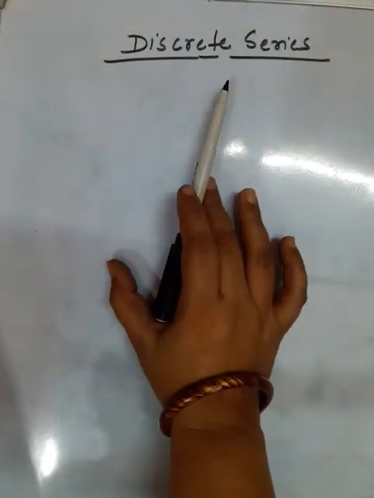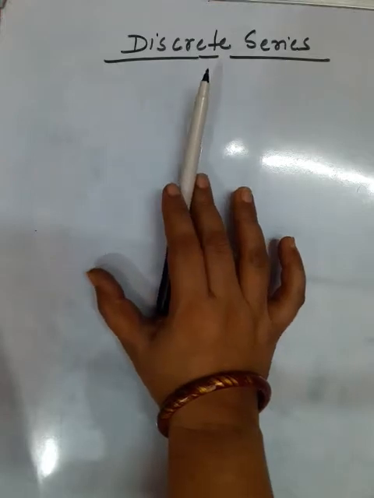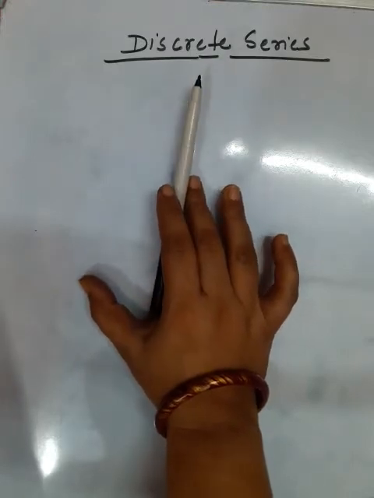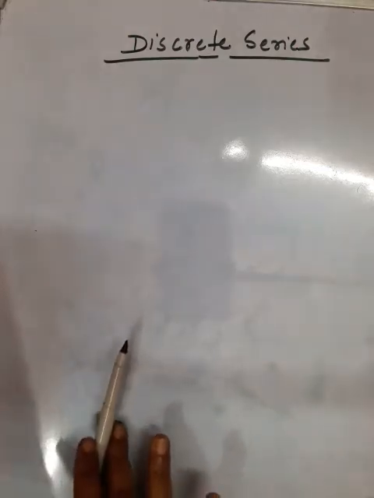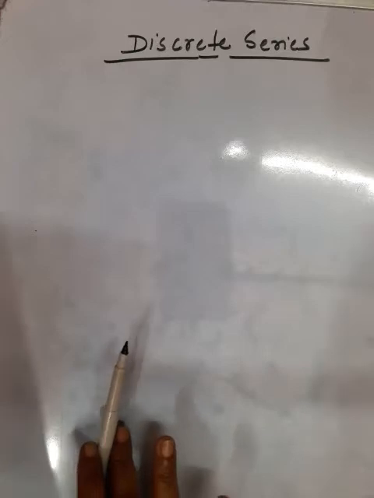In my previous video, I discussed calculation of arithmetic mean in individual series. There were three methods: first one is direct method, then shortcut method, and step deviation method. Today I am going to discuss arithmetic mean in discrete series.